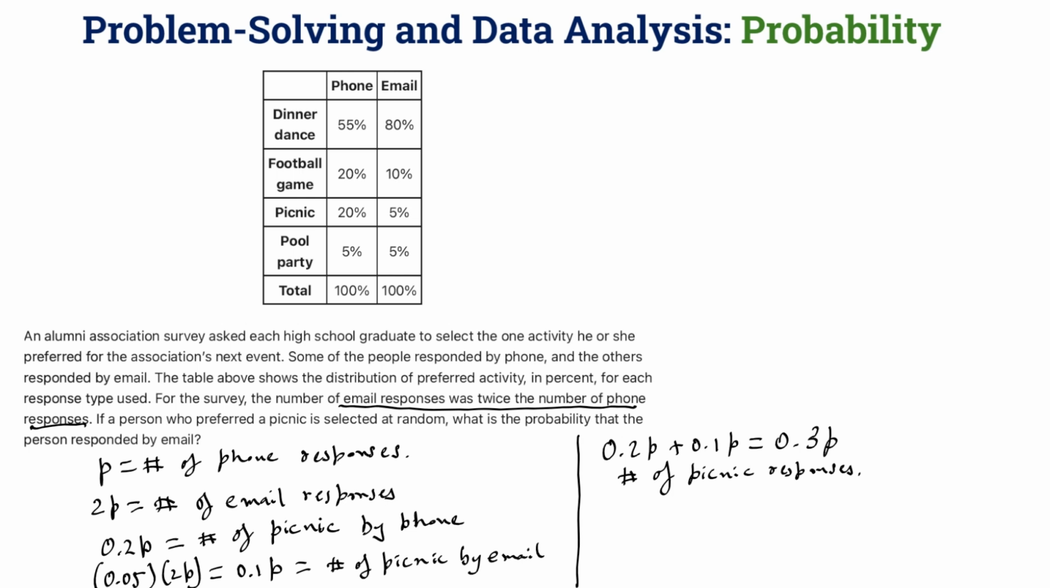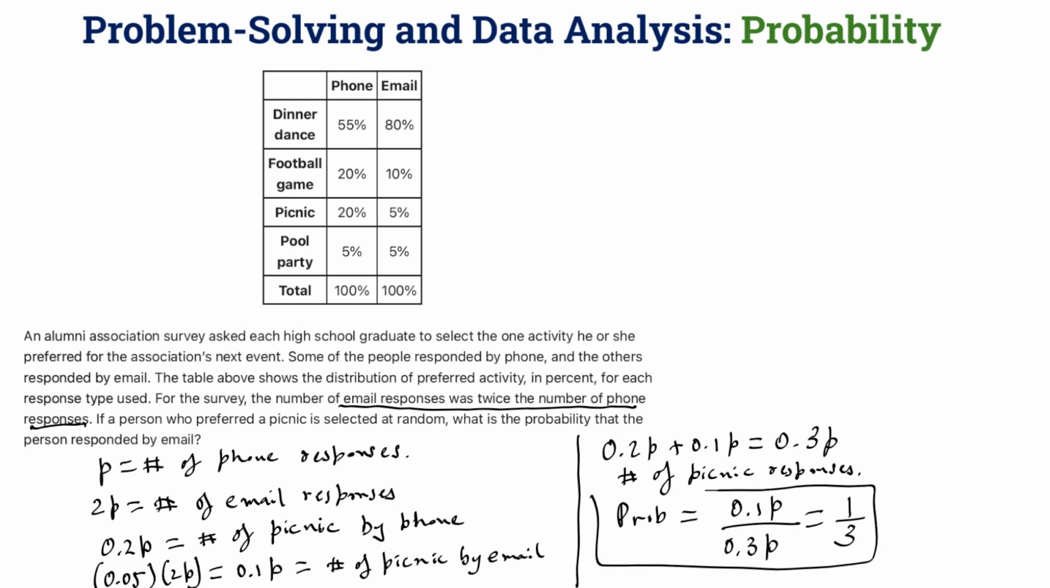And so what we're asked here is that if a person who preferred a picnic is selected at random, what is the probability that the person responded by email? So the person responding by email is going to be 0.1p, and the total number of people that responded for picnic is 0.3p. So the probability is going to be equal to 0.1p over 0.3p. So the probability is going to be 1/3. So that's our answer.